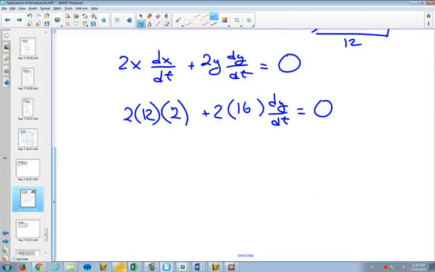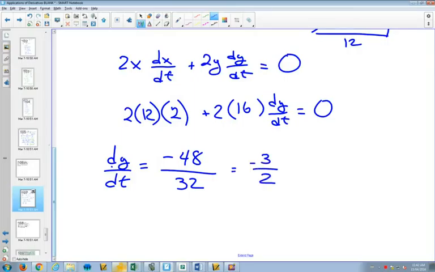When we solve this, we're going to get 24 times 2 is 48. Move that over to the other side. Divide by 32. And so we get negative 48 over 32, which simplifies to negative 1.5.